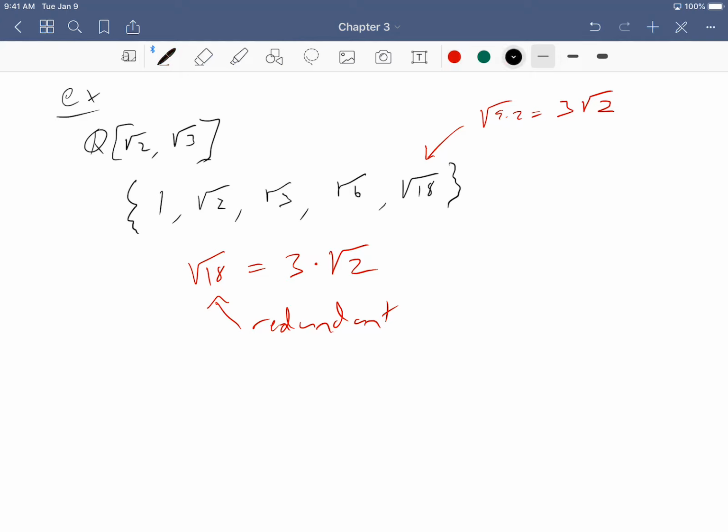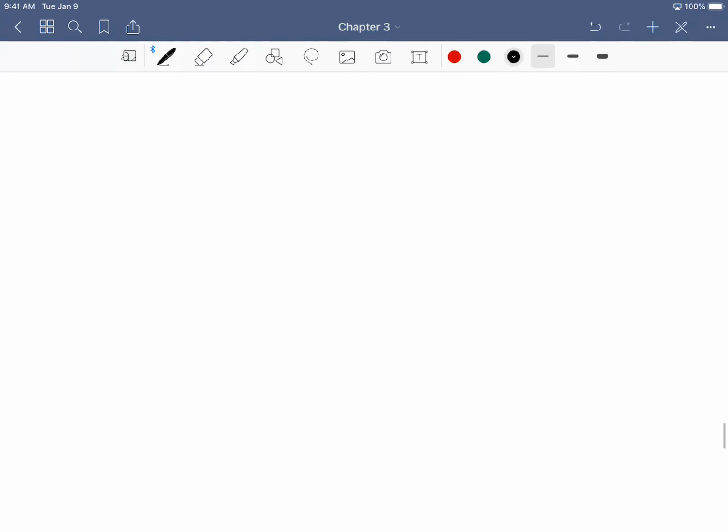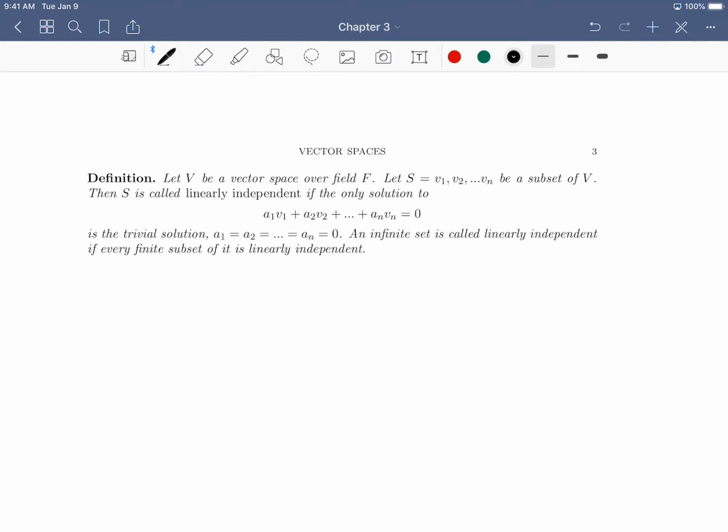So root 18 is redundant, and we don't need it. On the other hand, we could use it just fine and get rid of root 2 if we wanted to. So again, there's this complication of how do we know which one we want to get rid of? And I'm going to show you this next definition that helps around that sort of complication. So this is a definition for linearly independent vectors. So a set of vectors, and again, I lost my squiggly brackets there.